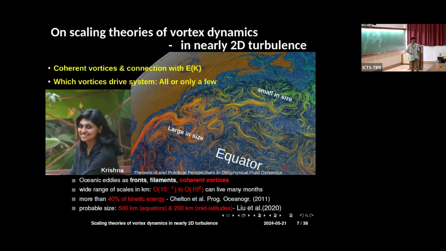Using complex networks, she tried to understand which are the prominent, important vortices in the system. Usually these range from a few hundred meters to a few thousand kilometers, and 40% of the kinetic energy is contained in these large scale structures.